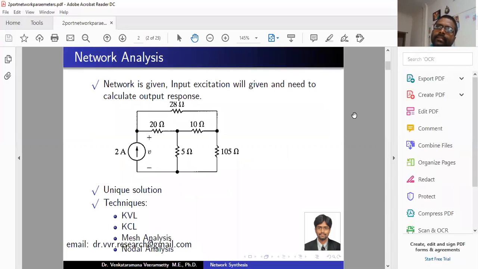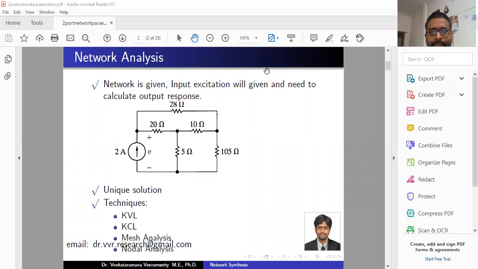Network analysis means we have the circuit, and for that circuit we need to calculate the response. If we have an electric circuit and if you provide some input excitation, that excitation may be a voltage or current, and we are going to calculate the response in the circuit. That response is again either voltage or current across or through any element. The complete process is related to network analysis.